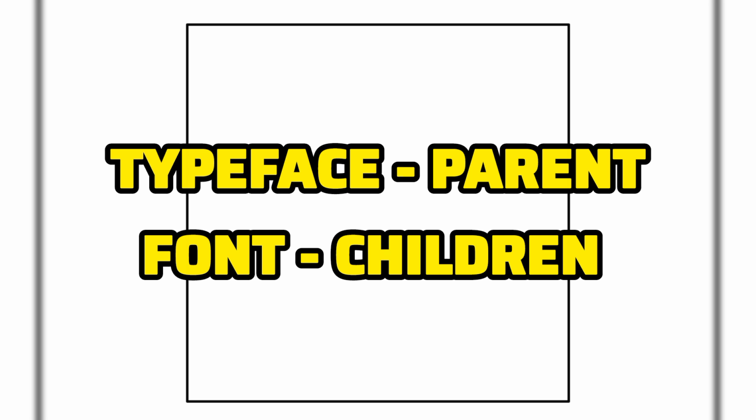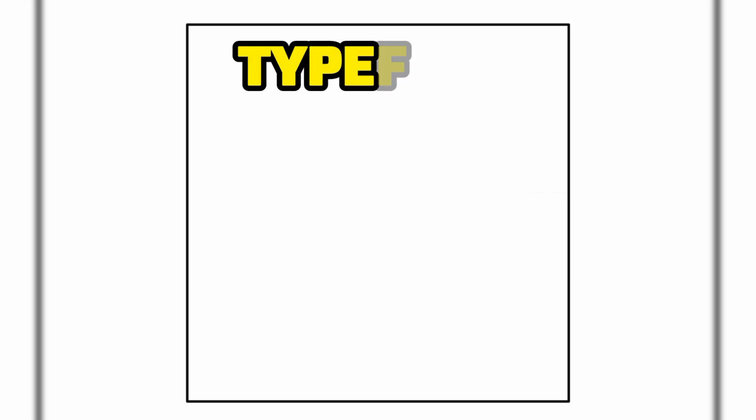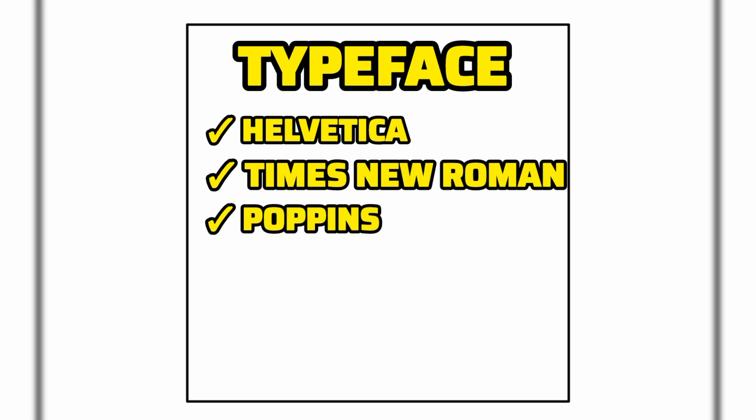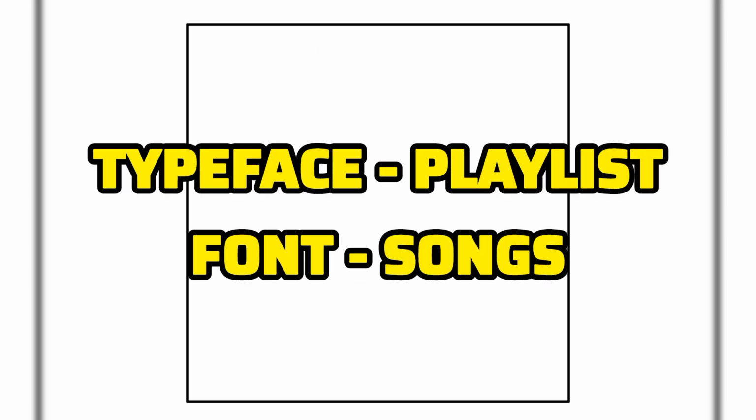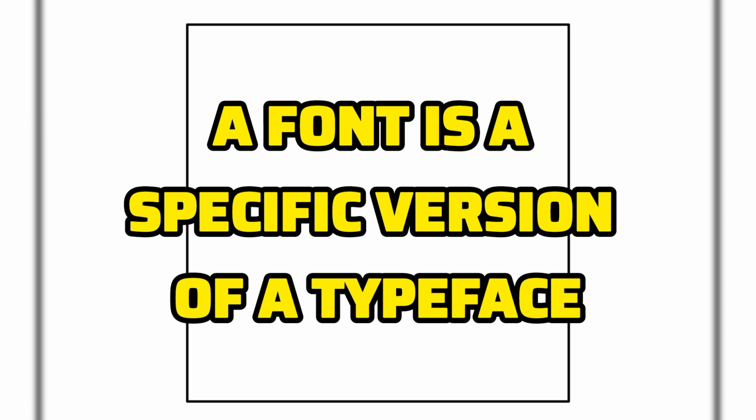Did you get it? So we have so many examples of typefaces. We have Verdana, we have Times New Roman, we have Poppins, we have Montserrat, we have Garamond. So there are many typefaces. Okay, let me use another example. We can also refer to a typeface as a playlist that contains different kinds of songs. That playlist is referred to as typeface, while the songs under that particular playlist are referred to as fonts, okay? So I've explained that a font is a specific version of a typeface.